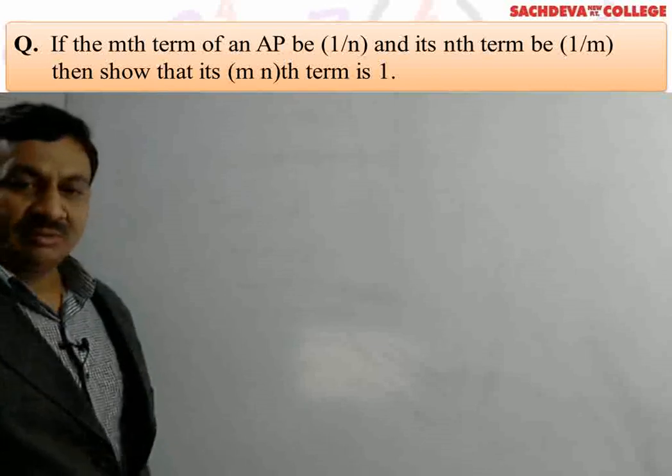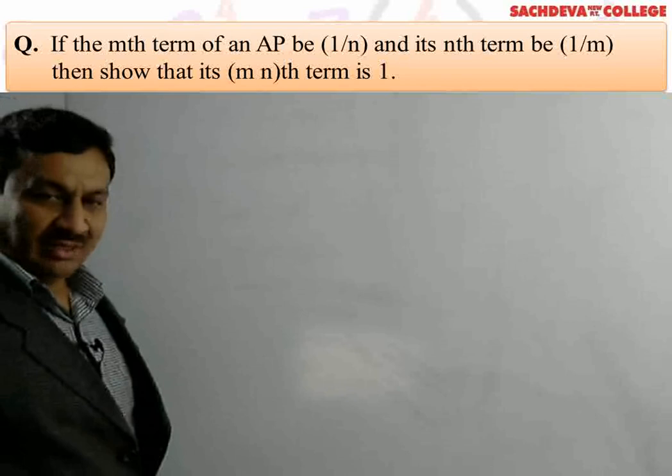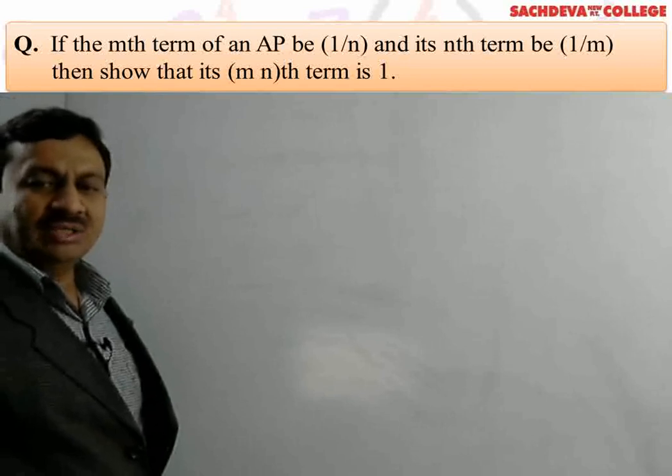Now we solve the next problem. If the mth term of an AP is 1 by n and its nth term is 1 by m, then show that its mnth term is 1.